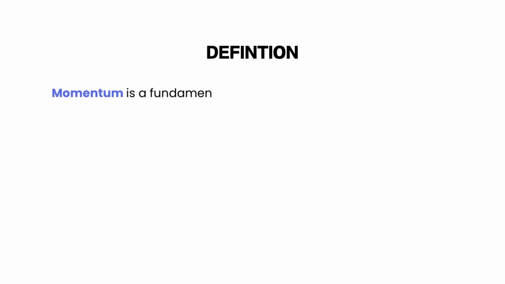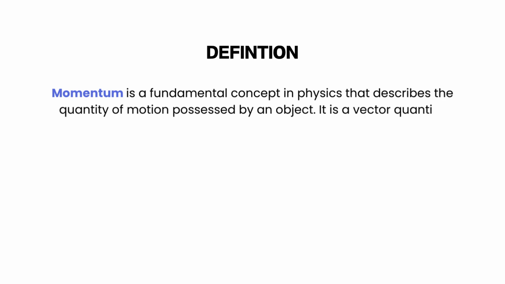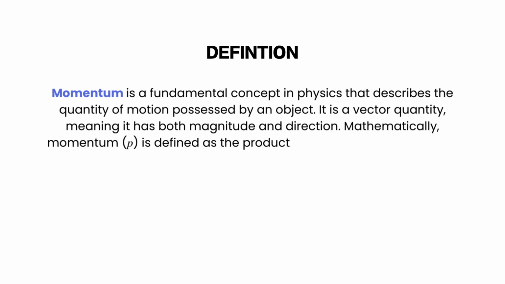This video is about what momentum is. Momentum is a fundamental concept in physics that describes the quantity of motion possessed by an object. It is a vector quantity, meaning it has both magnitude and direction. Mathematically, momentum P is defined as the product of an object's mass m and velocity v.